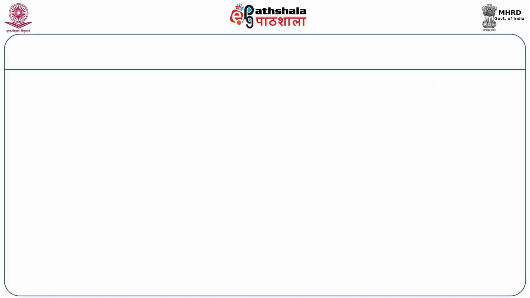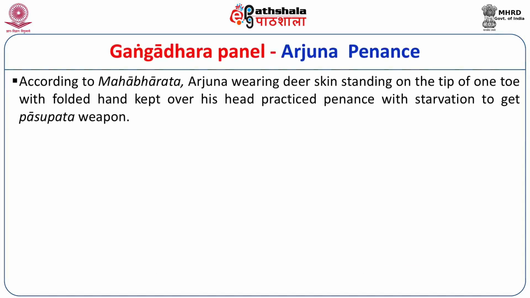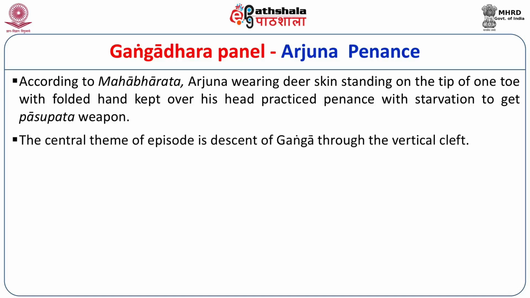According to the Mahabharata, we have two versions of this Gangadhara panel. Sometimes instead of Bhagiratha, the sage is shown as Arjuna, who is seeking the Pashupata weapon. According to the Mahabharata, Arjuna, wearing a deer skin, standing on the tip of one toe with folded hands kept over his head, practiced penance with starvation to get the Pashupata weapon from Shiva. The central theme of the episode is the descent of Ganga through the vertical cliff.